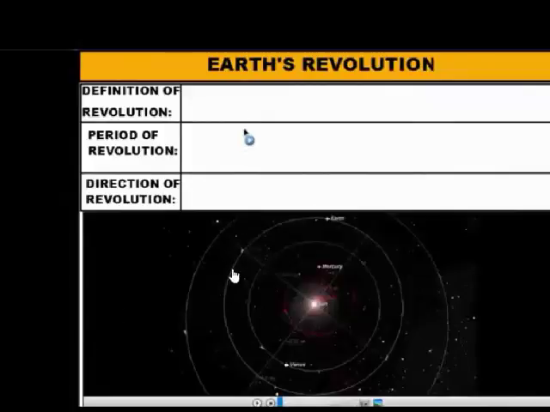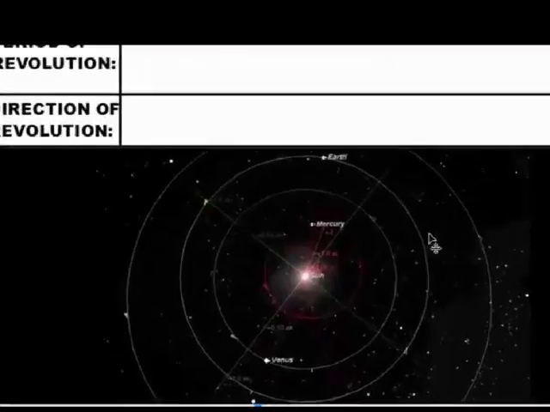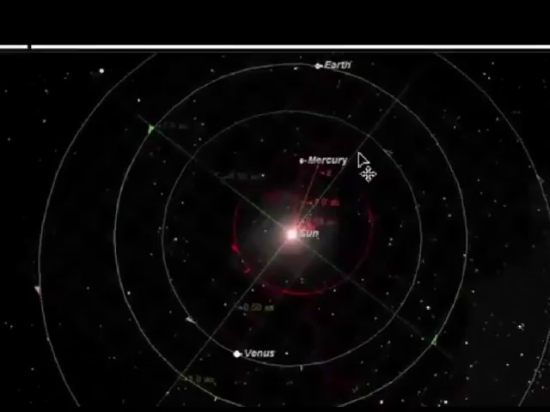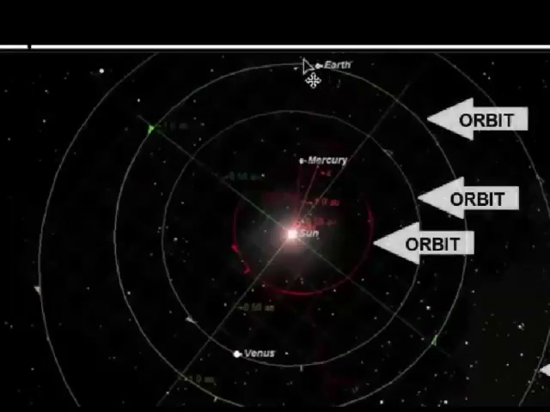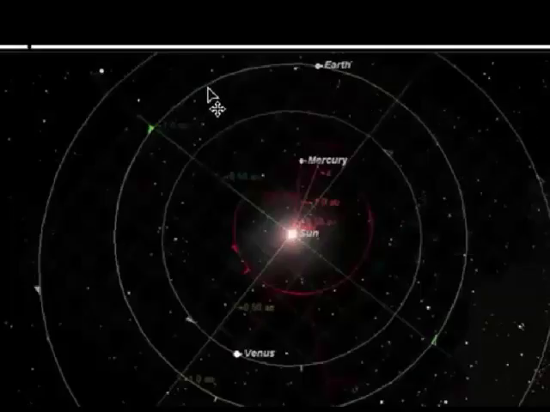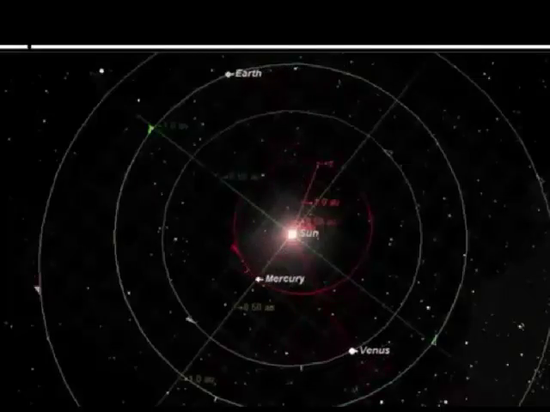So for more understanding, I'll explain you through this short video, earth's revolution. Here definition is the movement of the earth in its orbit, or the path around the sun. Here you can see earth, Mercury, Venus, and sun is in the middle, and this is the earth's orbit, in which earth will move around the sun. All the planets, they have their own orbit to move around the sun. Here they move in their own orbit. They cannot move randomly. They have their own path to move around.